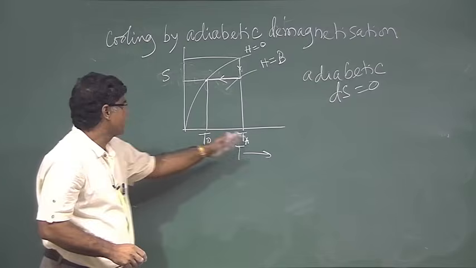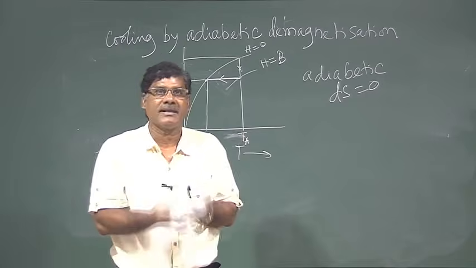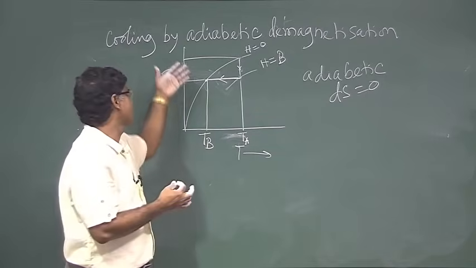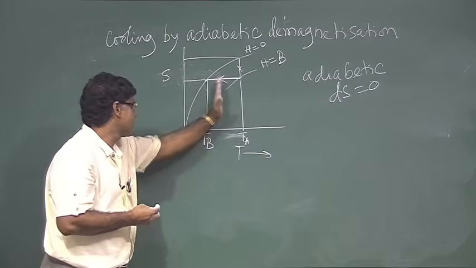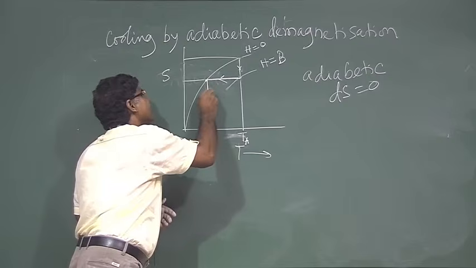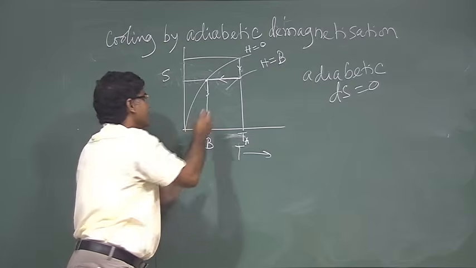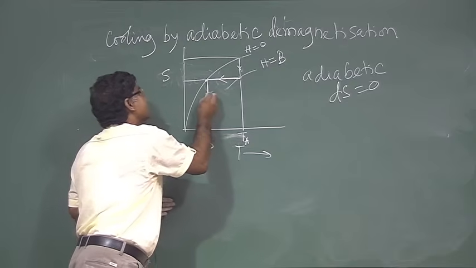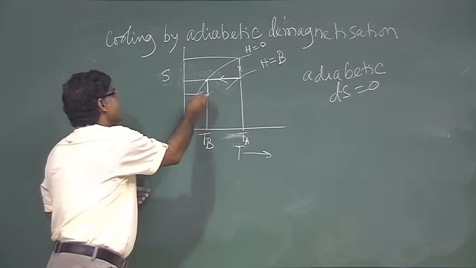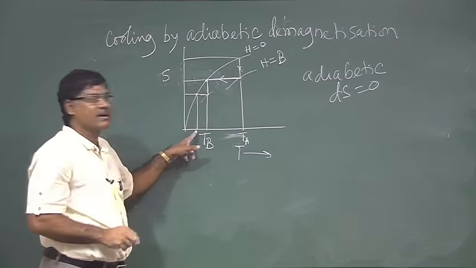Now, Tb is lower than Ta. Just by applying the magnetic field and then withdrawing it, the system's entropy is decreased and its temperature decreases. Then again from here I will apply the magnetic field, so it will be ordered and come here. Again I will withdraw the magnetic field, it will come back here, so the temperature of the system will decrease.